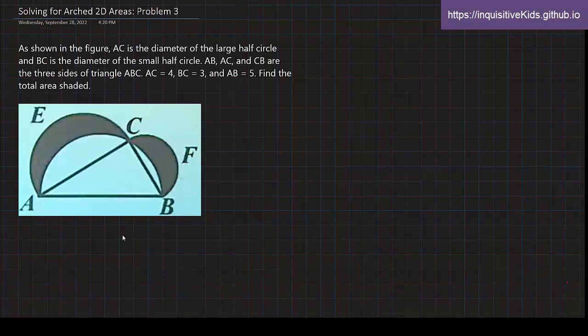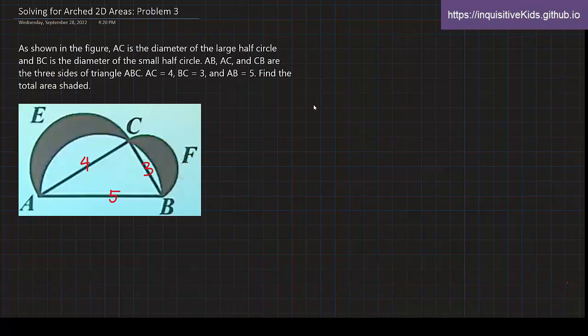Okay. AB, AC, and CB are the three sides of triangle ABC. AC is equal to 4, BC is equal to 3, and AB is equal to 5. Find the total area that is shaded in this figure.